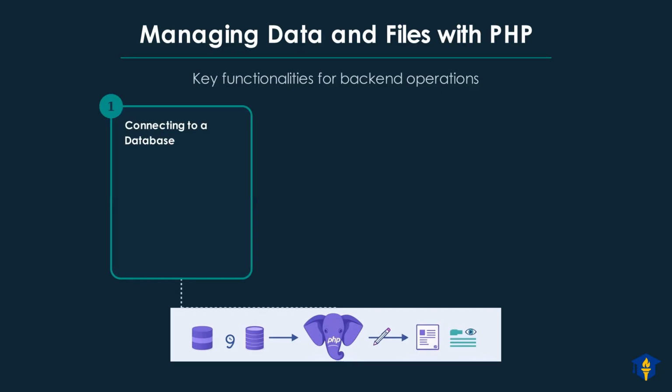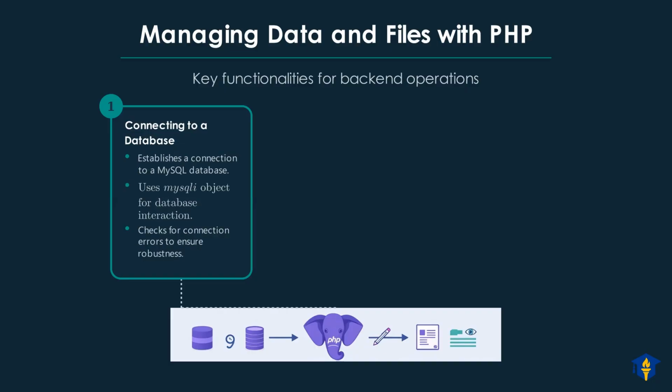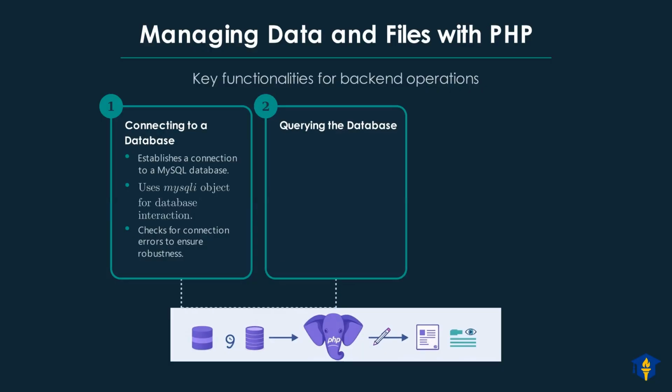First, let us learn how to establish a secure connection to a database using PHP. This process involves establishing a connection to a MySQL database, which is common in web development. We typically use the MySQLi object to facilitate all subsequent interactions with the database. It is crucial to check for connection errors to ensure the robustness and reliability of your application. Next, we will cover how to execute queries to retrieve or modify data in your database.